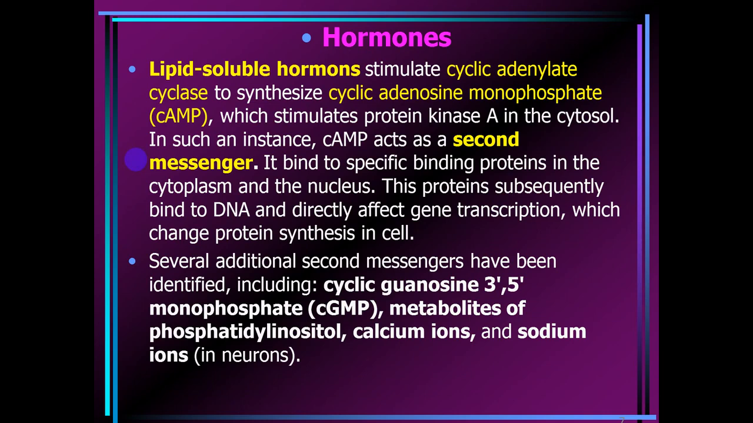Examples of several additional secondary messengers include cyclic guanosine 3',5'-monophosphate, cGMP, metabolites of phosphatidylinositol, calcium ions and sodium ions in neurons, and some others, of course.